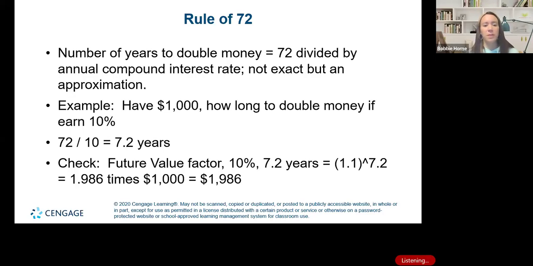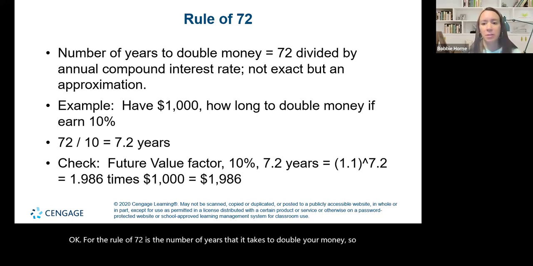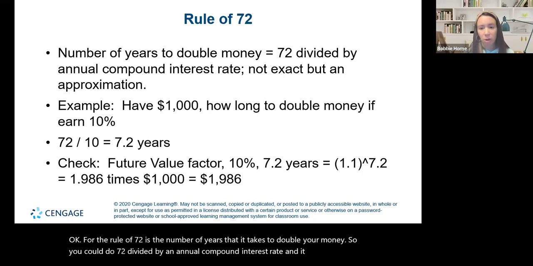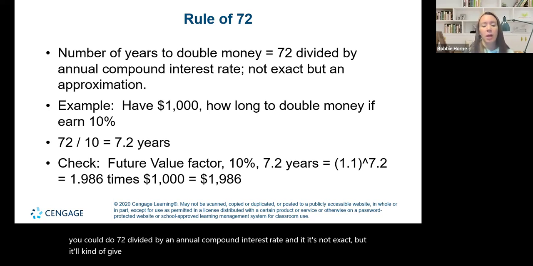Okay, the rule of 72 is the number of years that it takes to double your money. So you could do 72 divided by an annual compound interest rate. And it's not exact, but it'll kind of give you an estimate. So say you have $1,000, how long to double the money if earned 10%.